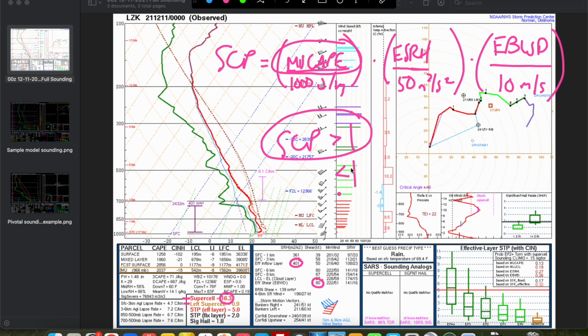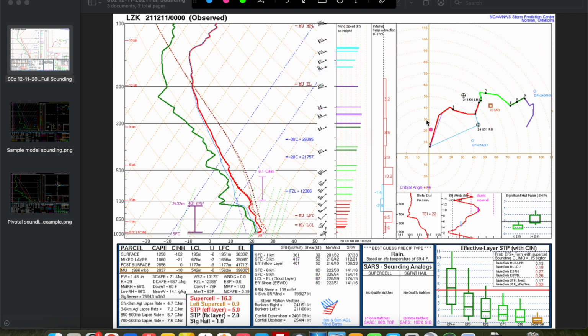Now, left supercell is going to be our left-moving supercell parameter. And this would take into account sort of negative SRH. You can see in this kind of environment, we see large clockwise curvature in the low levels, clockwise curving hodographs. So in this case, a right-moving supercell would be favored. But if we had negative SRH, and a hodograph that looked maybe something like this, we would see more of a left-moving supercell that's favored. You can see in this case less than 1 here, so a left-moving supercell is not going to be favored nearly as much as right-moving supercells would be in this environment.